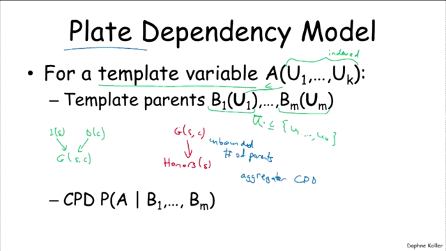So by preventing that, we now have effectively a traditional model where you have a random variable with a finite, fixed set of parents. And so we can define a template CPD, which we can then reuse in a model for any copy of this template variable, where a copy is obtained for different instantiations of these indices U.